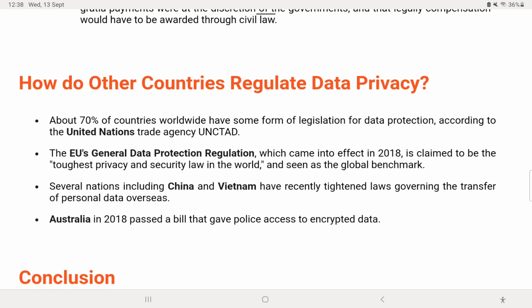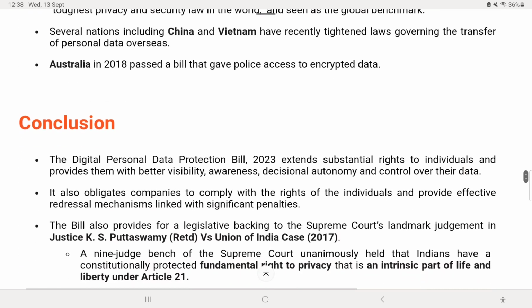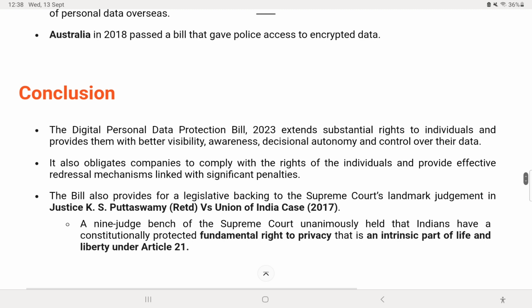If you consider the data privacy of other countries, the European Union's General Data Protection Regulation, GDPR, is an important one, and it is the toughest privacy and security law in the world. China, Vietnam, Australia, everyone has their own law. Okay, so it expanded Article 21 to all. That is the conclusion, and it gives people better visibility, awareness, decision autonomy and control over their data. It is the first step towards protecting the privacy of the people under the Puttaswamy case.